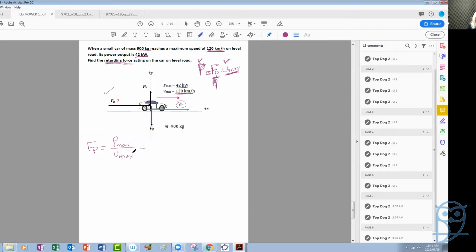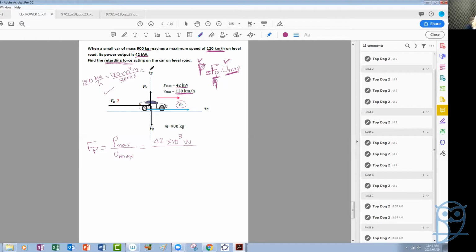Now the maximum power is 42 kilowatts. Remember, we need to change it into watts so that we can find the force in newtons. So this is 42 times 10 to the power of 3 to make it watts. And the velocity now, this is kilometers per hour. We need to change it into meters per second. So 120 kilometers per hour is 120 times 10 to the power of 3 to make it meters, divided by 3,600 seconds in an hour.